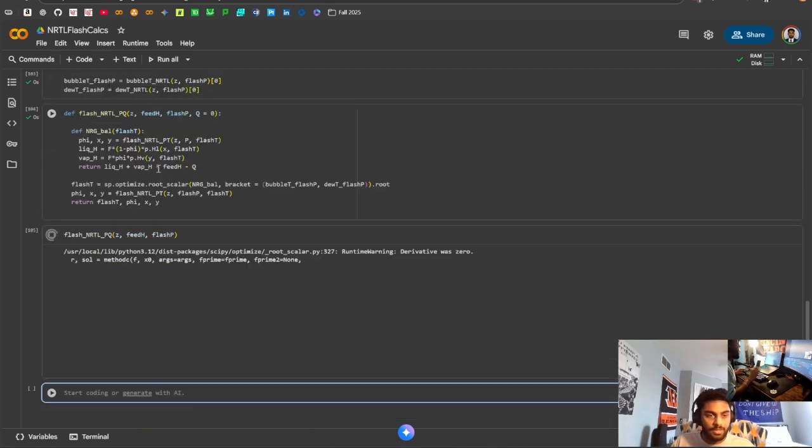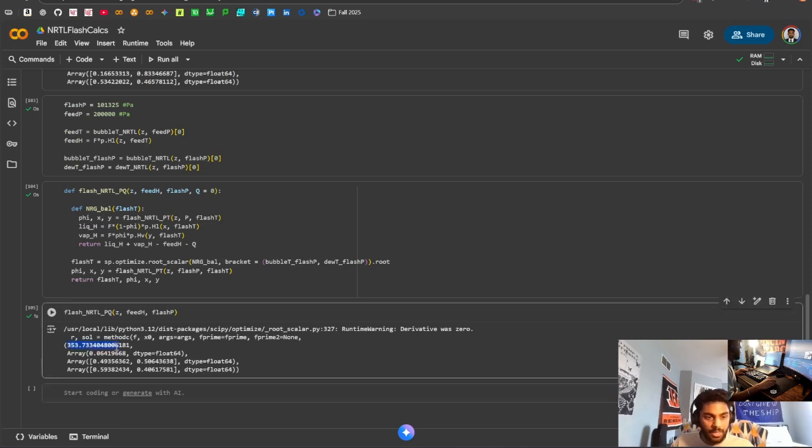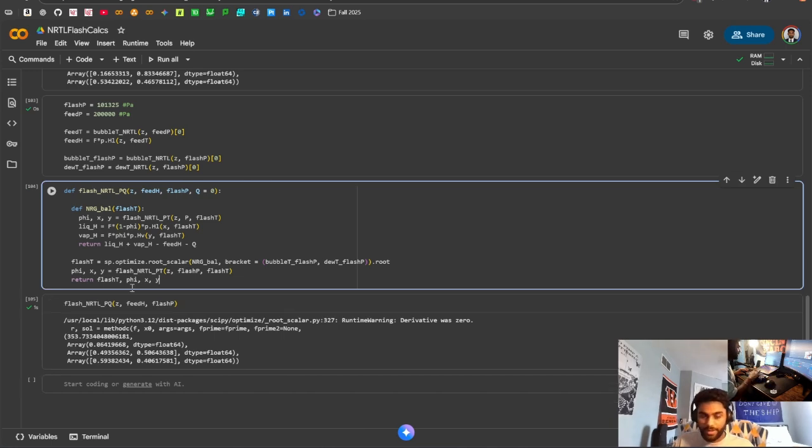And now if I run this, we see that our flash temperature is around 353.73, and we have our vapor mole fraction, our liquid phase compositions, and our vapor phase compositions. So that is a successful line of code for us to be able to determine our phi, flash temperature, x, and y, given our compositions, our feed enthalpy, our flash pressure, and our adiabatic requirements.